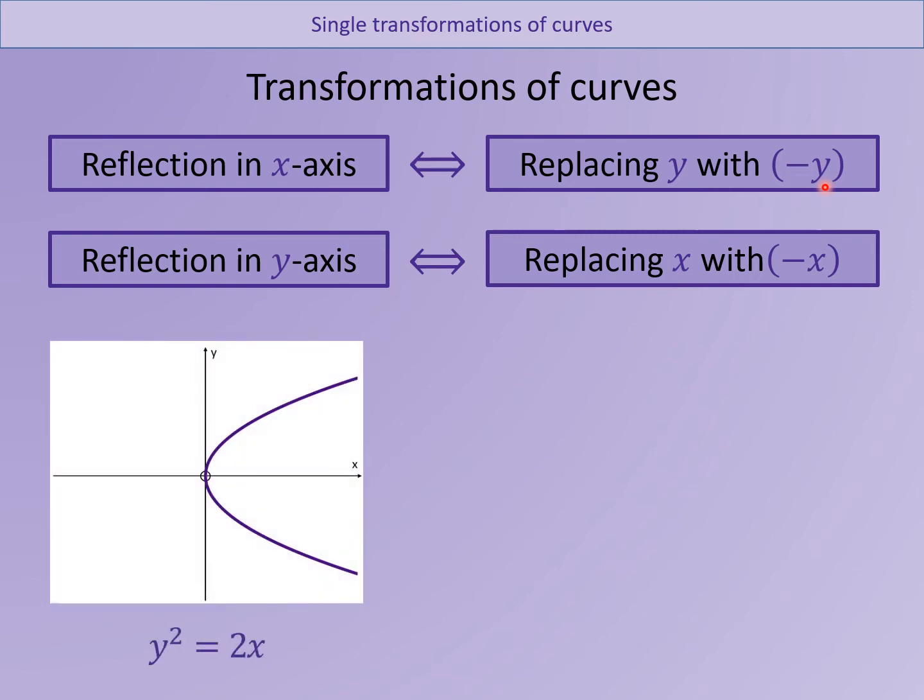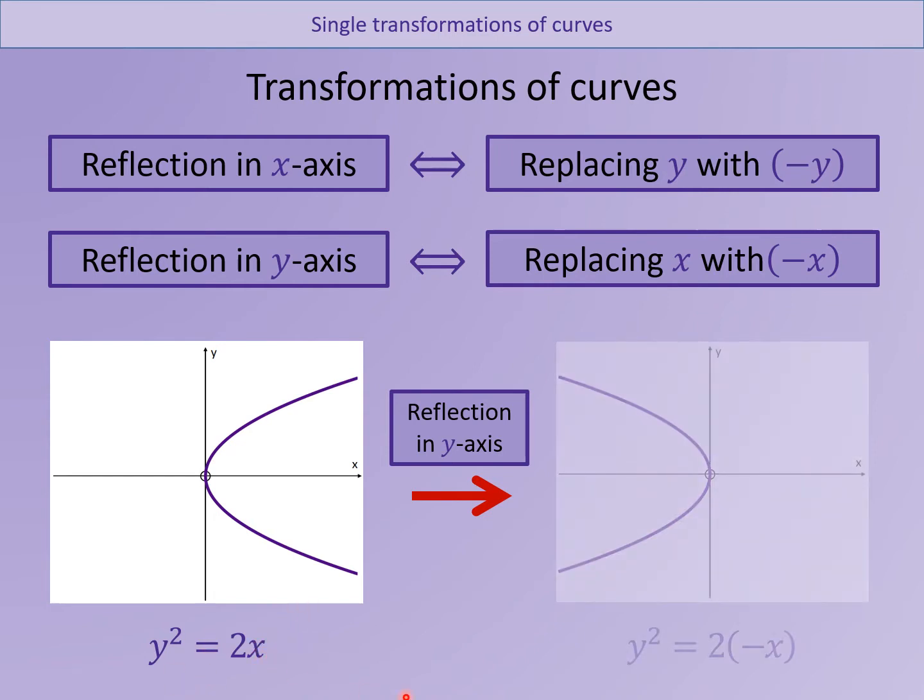So I'll give you an example. If I want to reflect that graph just there in the y-axis, what would I do? I would take the x value and I would change that to minus x. So therefore I get that equation, or y squared equals minus 2x when I expand it.